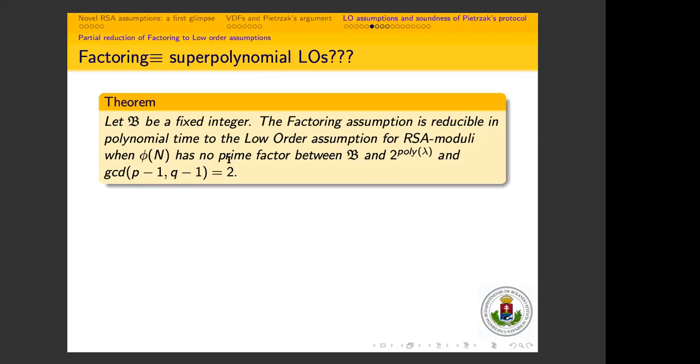But in the paper, we argue that it's not, because in most cases, at least in practice, low order RSA moduli have this structure. For example, OpenSSL generates RSA moduli in a way that ensures that p minus 1 and q minus 1 have no small factors. So in most cases, we have this kind of structure. It's not a super crazy assumption to have for the RSA moduli.